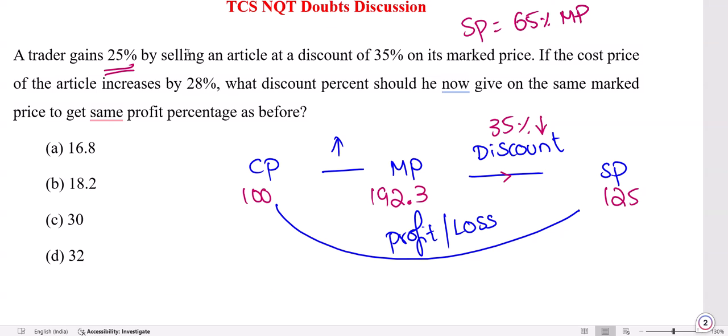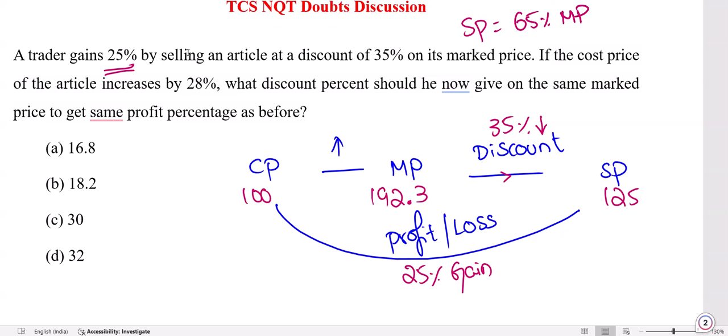Cost price 100, marked price 192.3. After giving 35% discount, it will become 125, so I can say 25% gain. Now, what is the change in the question? Previously, the other question we discussed had a 35% discount; if it is 50% discount, what is the effect on gain? They asked like that. But here they said cost price increased by 28%.